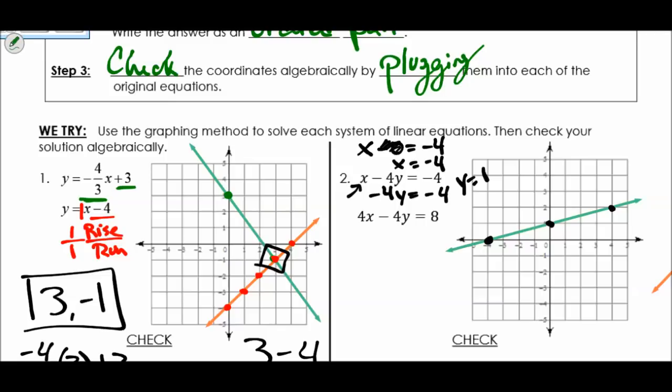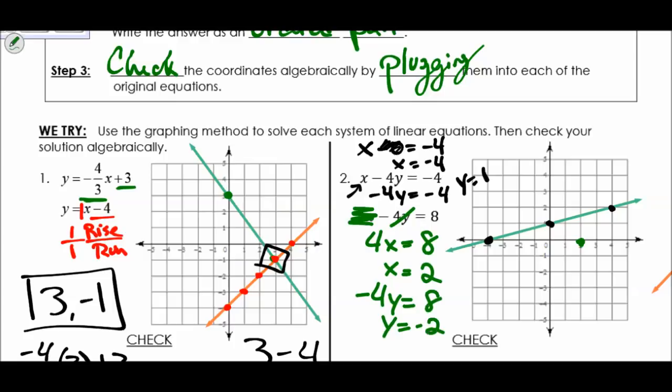Now I'm going to draw my second line. So 4x equals 8. This is to find my x-intercept. All I did was cross out that y term. So x is 2. My x-intercept for the second equation is 2. And my y-intercept, basically here I'm just crossing out the x term now. -4y equals 8. So my y is -2. My y-intercept there is -2.